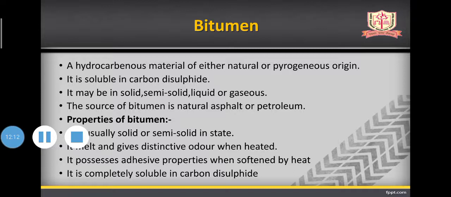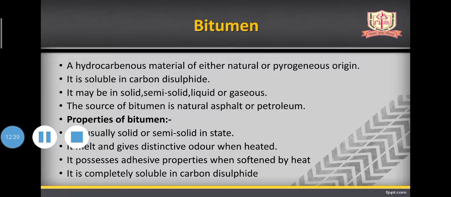What is the property of bitumen? Usually, it is found in the solid or semi-solid state. It will melt and give a liquid oil when heated. If you see work being carried out on the road, you can feel that smell, and that smell is really horrible.